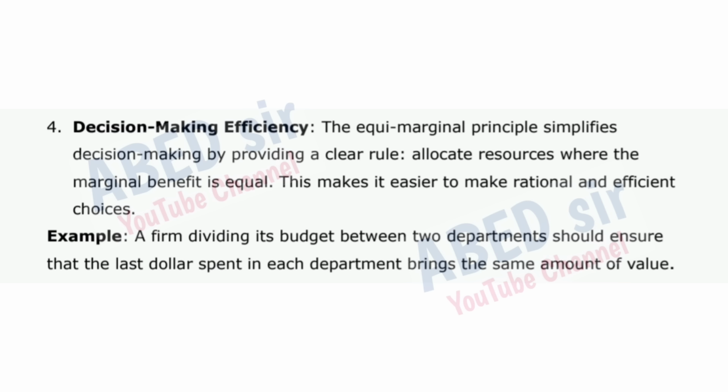4. Decision-making efficiency. The equi-marginal principle simplifies decision-making by providing a clear rule: allocate resources where the marginal benefit is equal. This makes it easier to make rational and efficient choices. Example: a firm dividing its budget between two departments should ensure that the last dollar spent in each department brings the same amount of value.